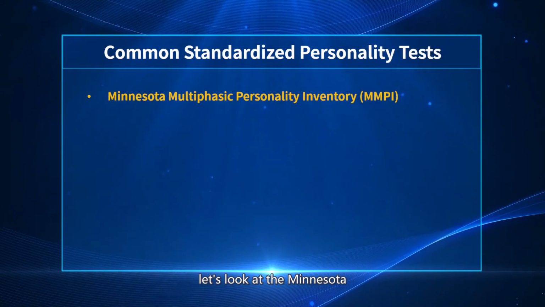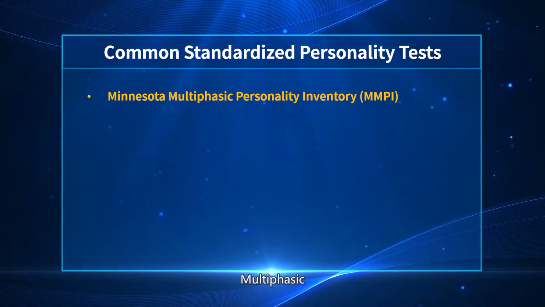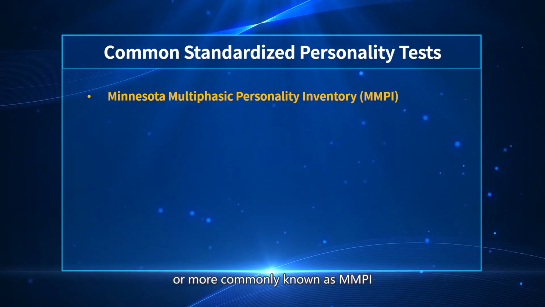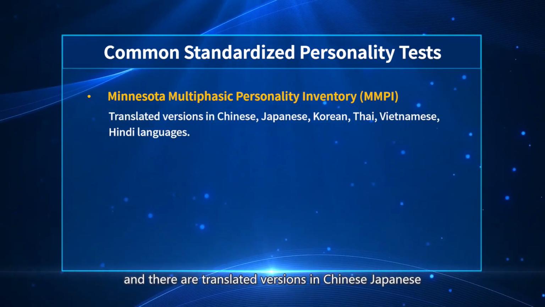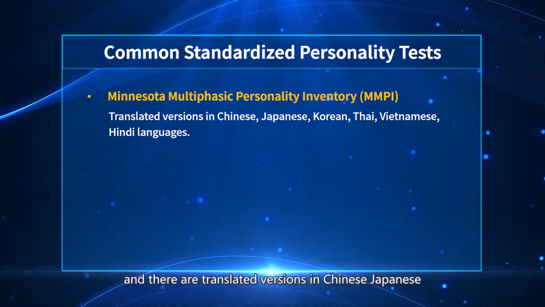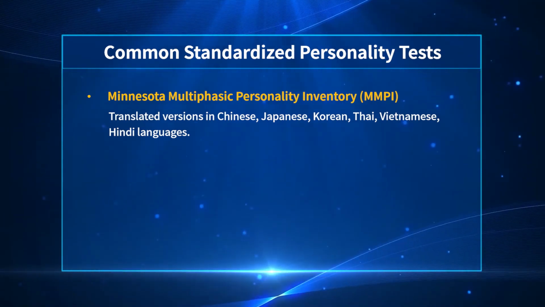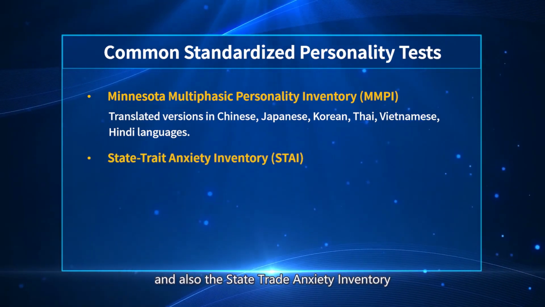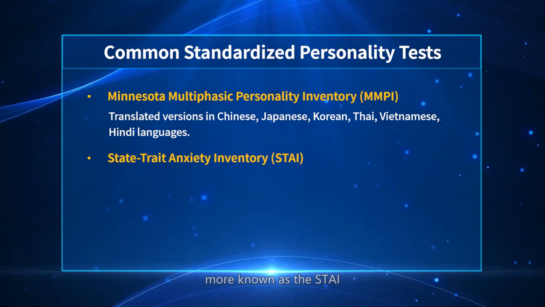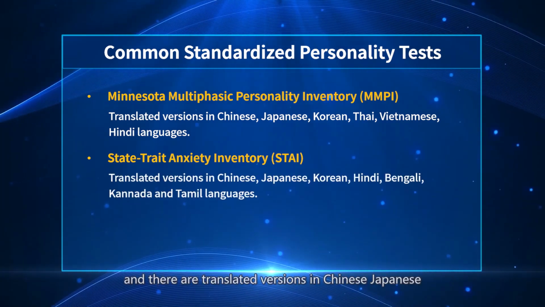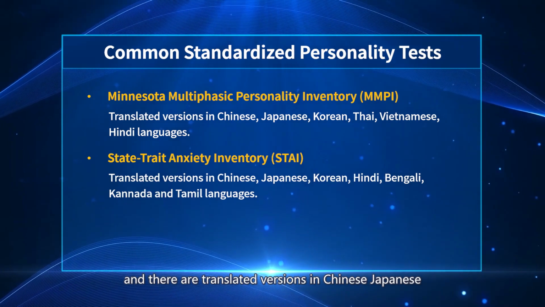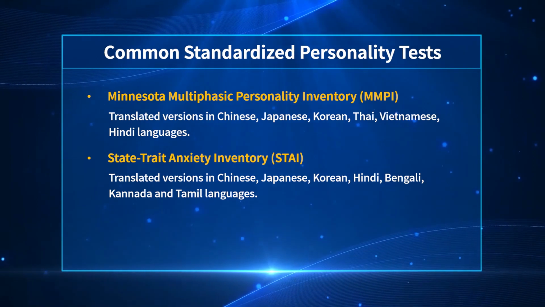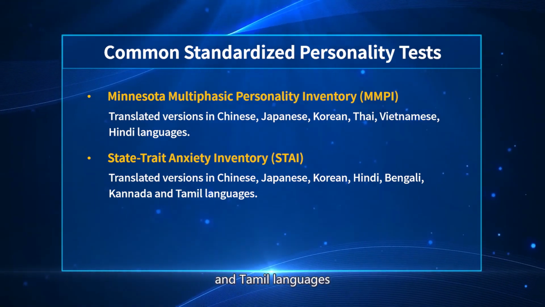Let's look at the Minnesota Multiphasic Personality Inventory, more commonly known as MMPI. There are translated versions in Chinese, Japanese, Korean, Thai, Vietnamese, and Hindi. And also the State-Trait Anxiety Inventory, better known as the STAI, with translated versions in Chinese, Japanese, Korean, Hindi, Bengali, Kannada, and Tamil.